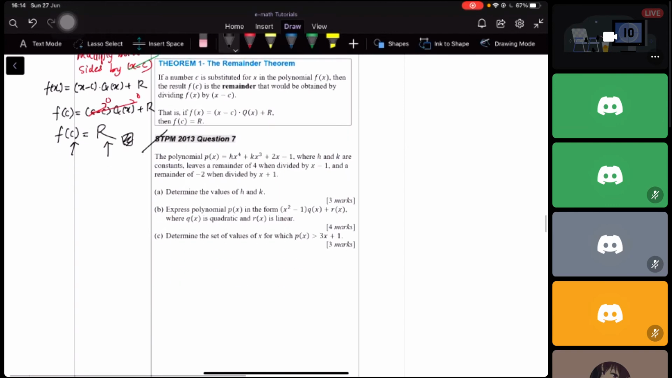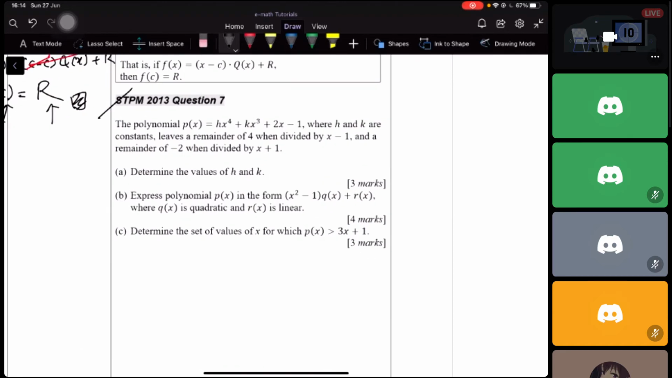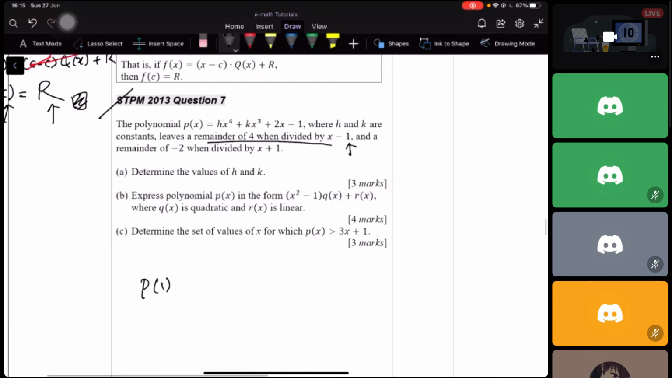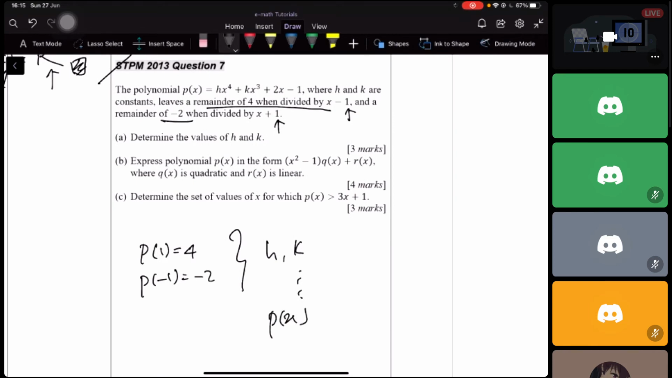So I have another question for you. This is a partial question, and I just give you a direction and you can try on your own. Basically from here, you see a remainder of 4 when divided by x minus 1, which means when you find P of, who's your c? c is 1. It's going to be 4. Remainder of negative 2. Who's your c? P of negative 1 is negative 2. And with this you form two simultaneous equations. You have your h and your k. You solve your simultaneous equations, put it back, and get your P(x). This is the first part.